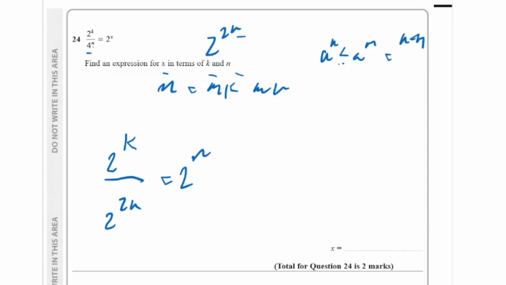So what does that mean? We can actually remove the 2s and write this as k minus 2n is equal to x. x is equal to k minus 2n. And that's our final answer.